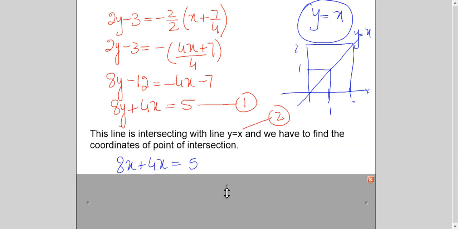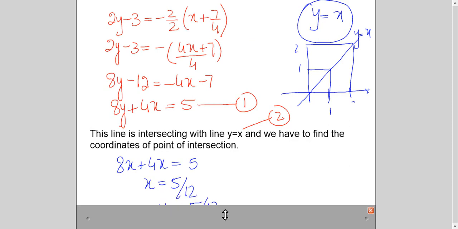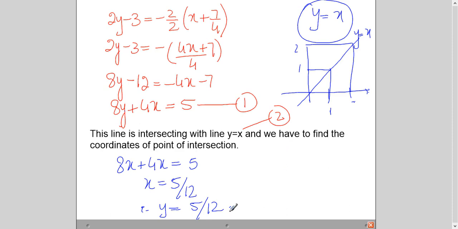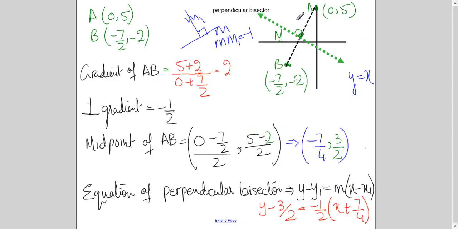The answer of x which I will get is 5 upon 12, and the same will be the answer of y because of this line. So I got the coordinates, which are 5 upon 12, comma, 5 upon 12. This is the coordinate where the line y equals x intersects with the perpendicular bisector.